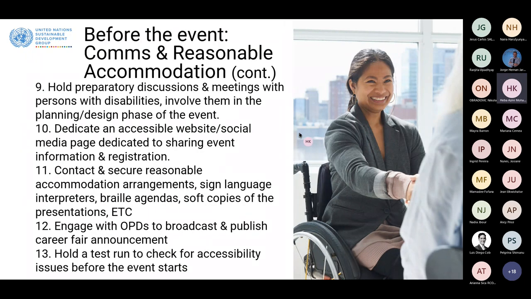Also, holding preparatory discussions and meetings with persons with disabilities to discuss the steps of the event and to get to know their perspective is very, very essential as well. Holding these preparatory meetings with huge participation from organizations of persons with disabilities and persons with disabilities is likely to broaden our perspective and make us more able to provide an inclusive event, not just for persons with disabilities, but also for everyone.